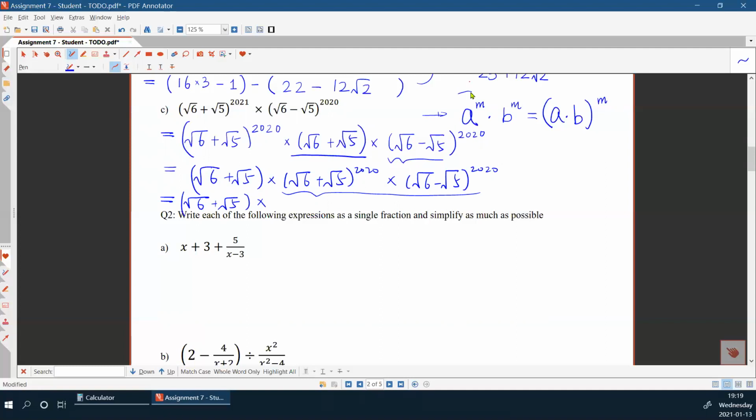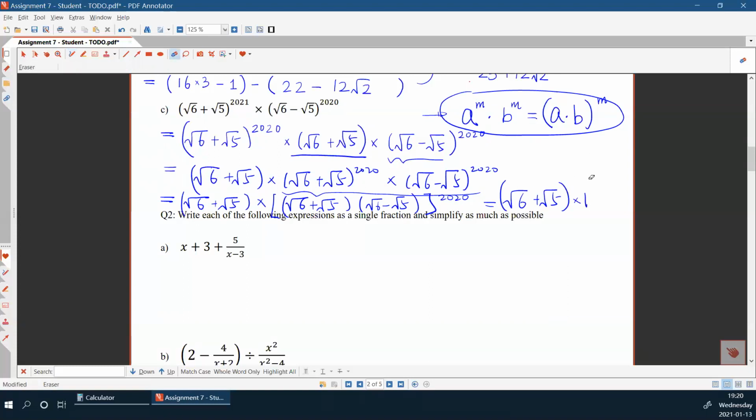According to the rules here, you can calculate the multiplication of these two numbers first, and then the result as a whole to the 2020 power, times 1 to the 2020th power, which is 1, right? So the final result is square root of 6 plus square root of 5.